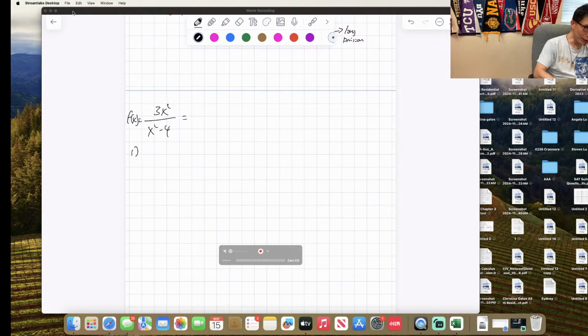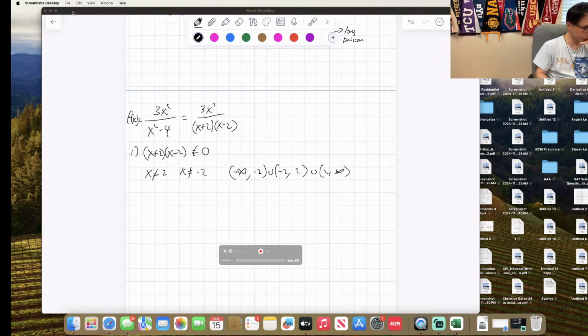So probably the first thing I would do is factor everything. So x plus 2 and x minus 2. Does that make sense? Then x plus 2 and x minus 2 cannot equal 0. So x cannot equal 2 and x cannot equal negative 2. So it'll be negative infinity to negative 2, union negative 2 to 2, union 2 to infinity. That's the first thing. So I know the graph doesn't exist at 2 and -2.